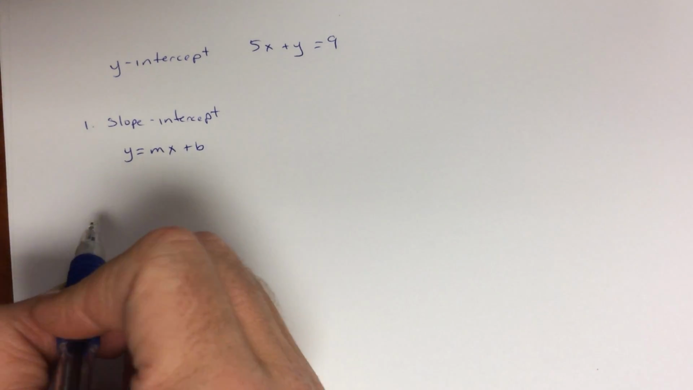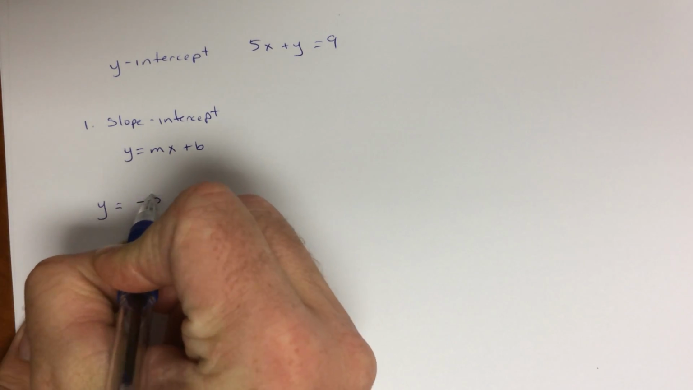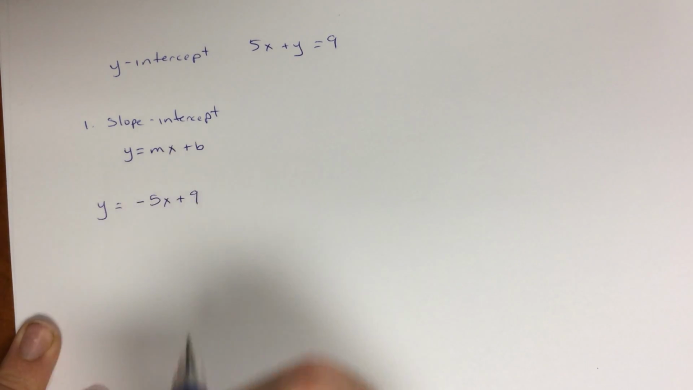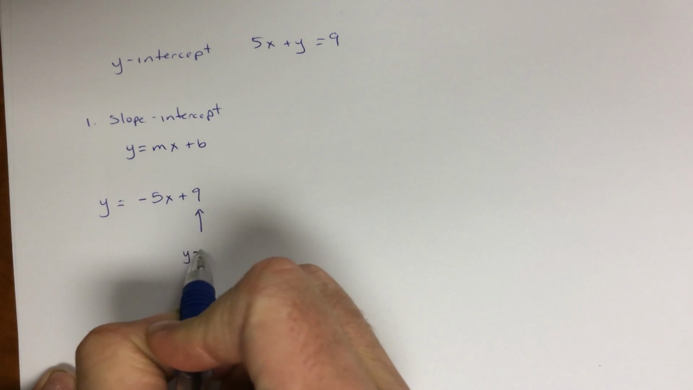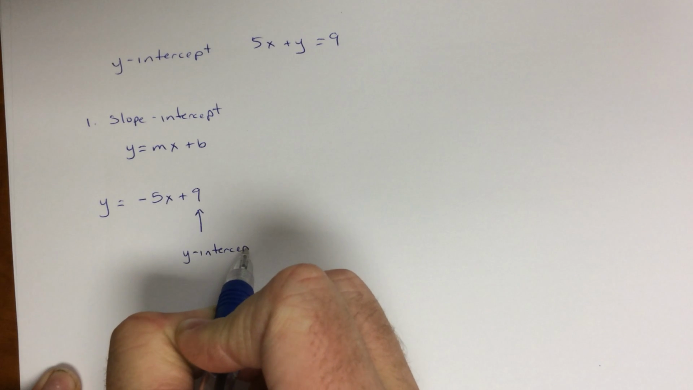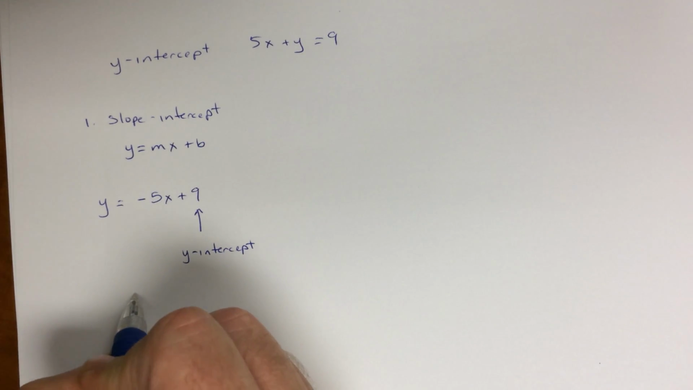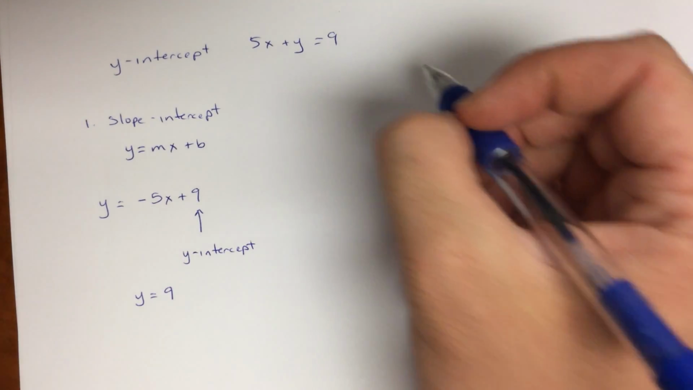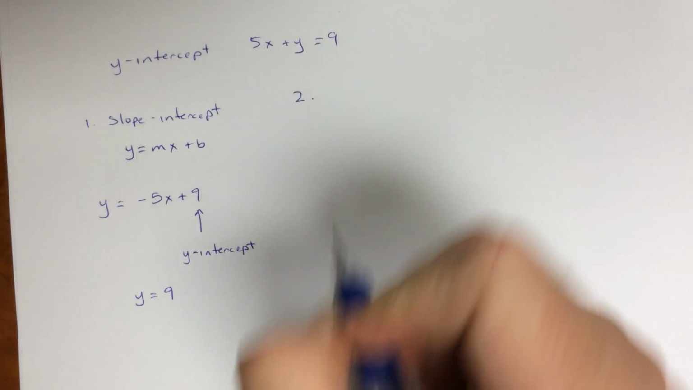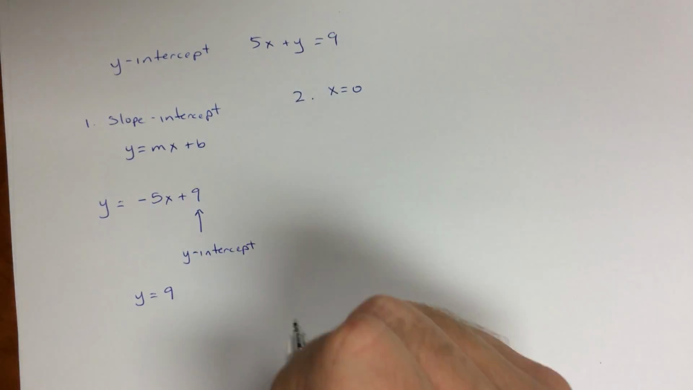So all we need to do is subtract 5x from each side. We get y equals minus 5x plus 9. Well, the slope-intercept form tells us that this here is our y-intercept. So the answer to number 2 would be y is equal to 9. Now the other way to solve it is to simply let x equal 0.